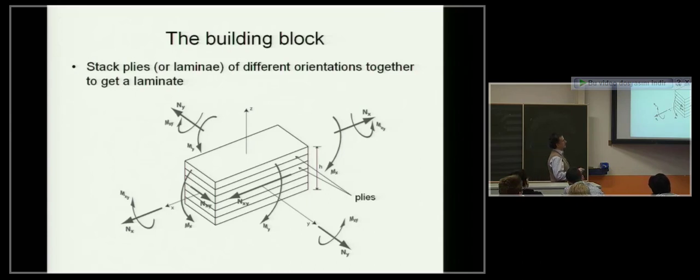Now the laminate has three axes, of course, X, Y, Z. And it has forces and moments that we will be talking about some more in a little bit. But those forces and moments will cause deformations. The question for us is, if I know how a single ply behaves, how can I now determine how the stacked up set of plies or laminate will behave?